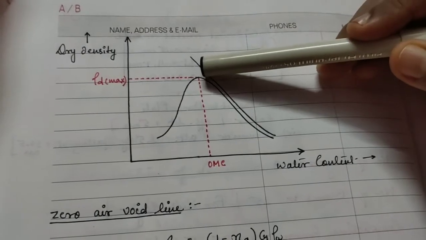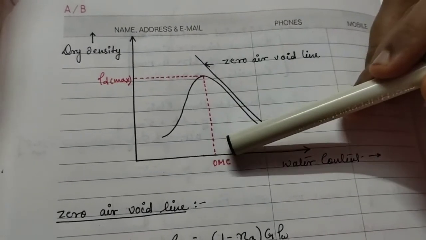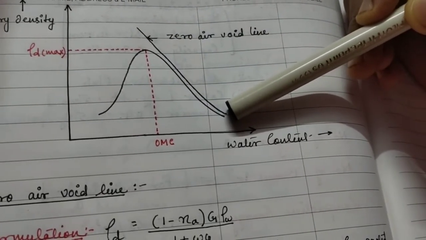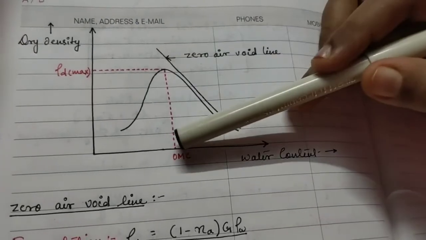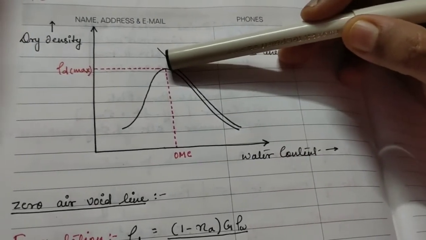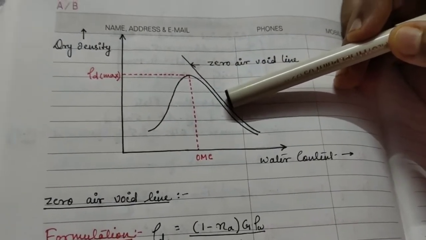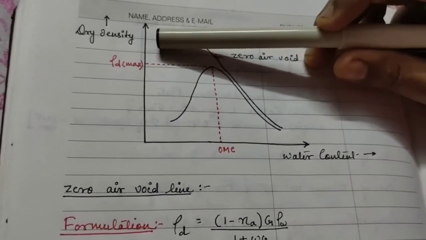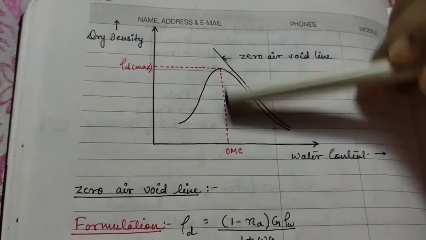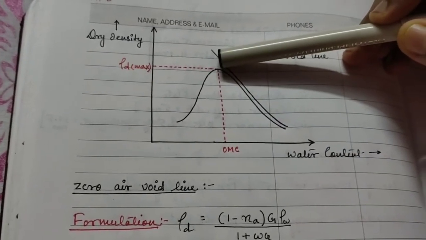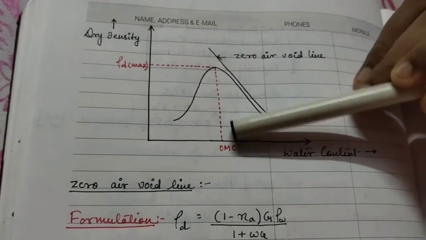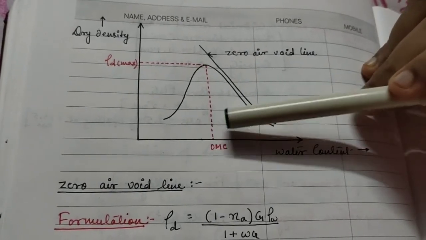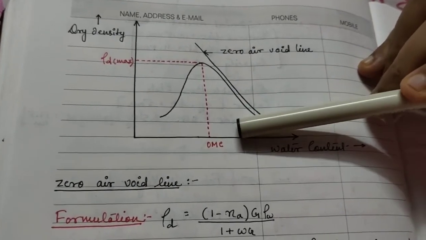You can easily see a point after which, as the water content increases, the dry density goes on decreasing. So the maximum dry density obtained from this curve is given as gamma d max, and the corresponding water content for the maximum density is known as optimum moisture content. So optimum moisture content is that water content beyond which the density of the soil decreases.